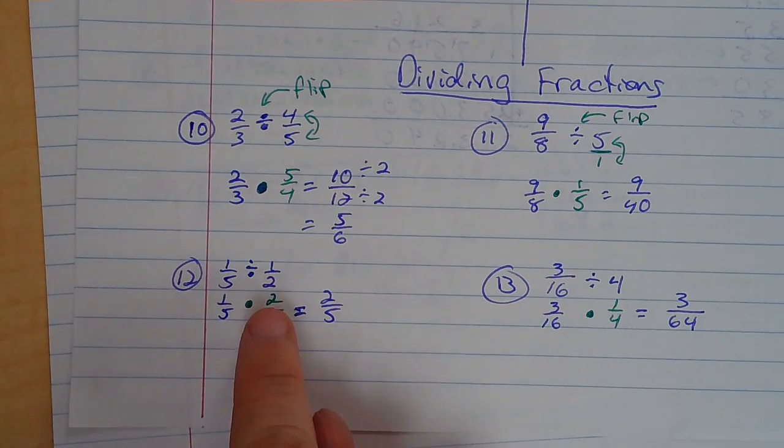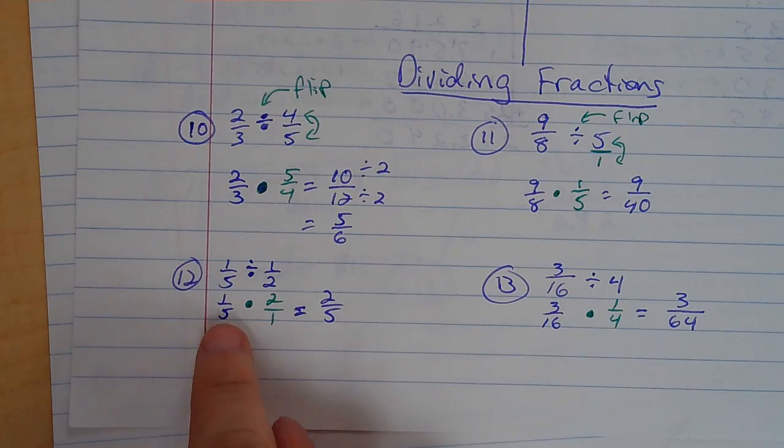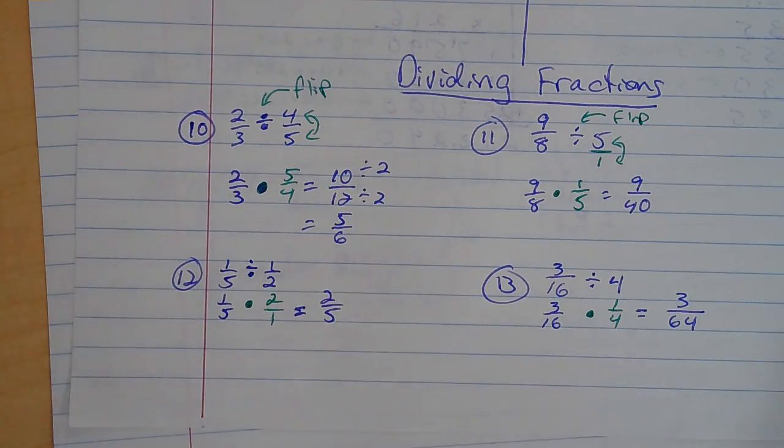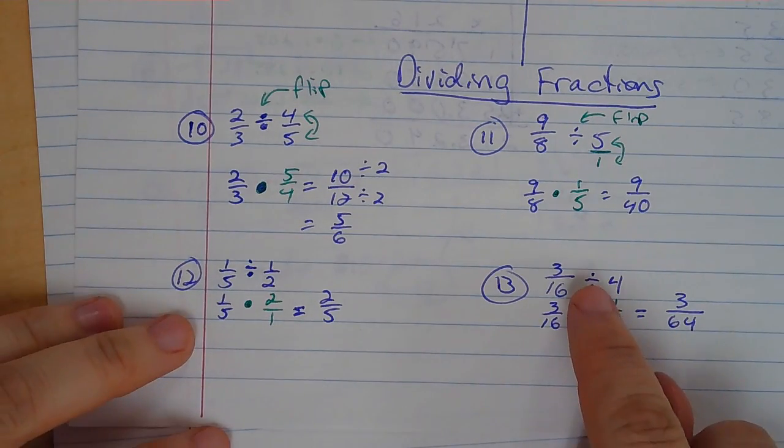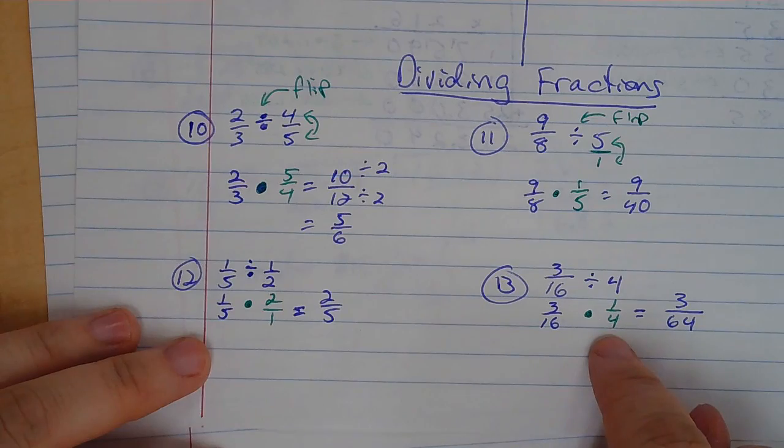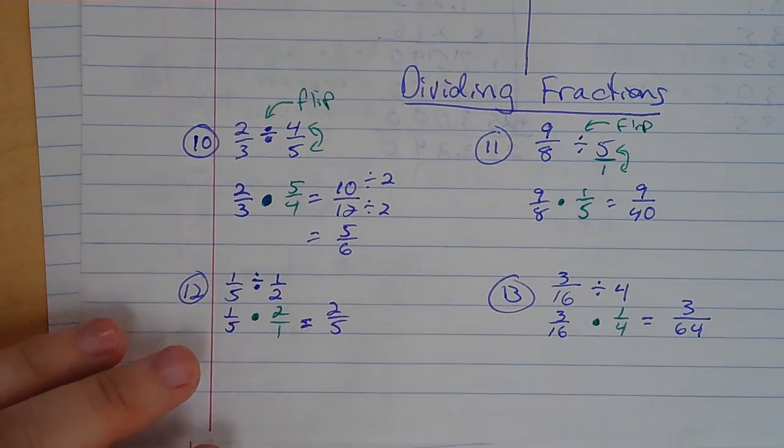So this is how I got the first one. Flip this to multiplication, flip that to its reciprocal. So 1/5 times 2/1 is 2/5. And then here, division becomes multiplication, 4 becomes 1/4, which is its reciprocal. Multiply across and you get 3/64.